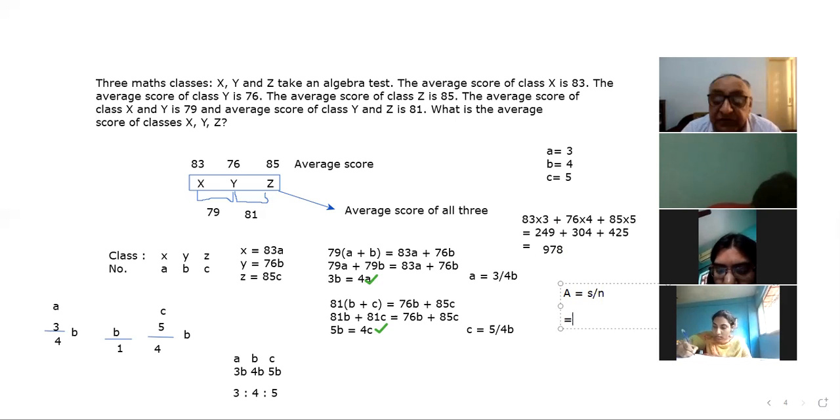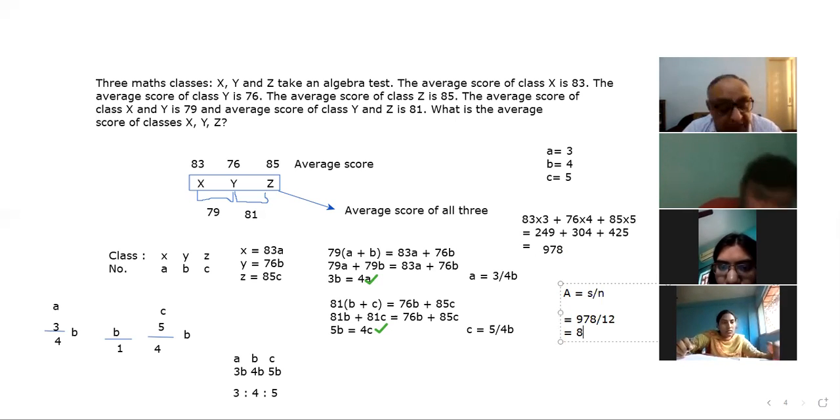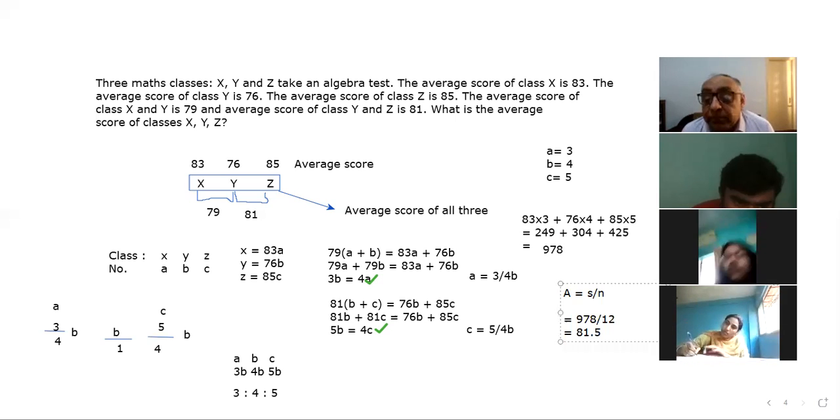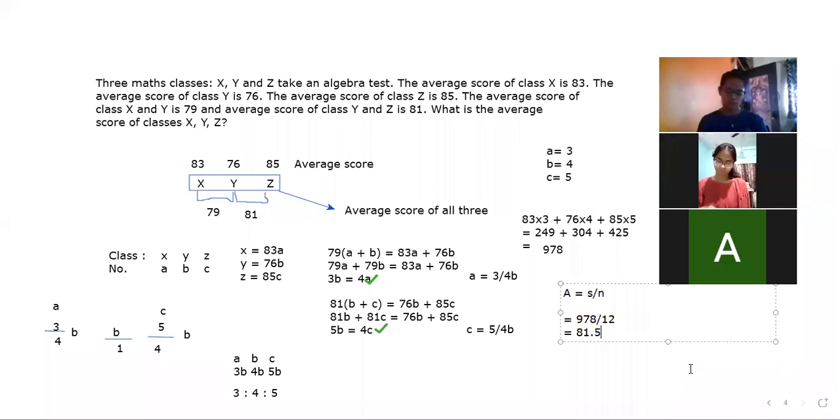So total marks are given how many? 978, and the sum is given 12. All right. So the average marks would be 12 8s 96. Okay. And 97 minus 96 is equal to 18 divided by 12. That is equal to 1 point, I think 5, right? 81.5 is the correct answer.